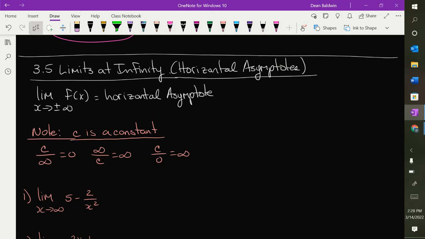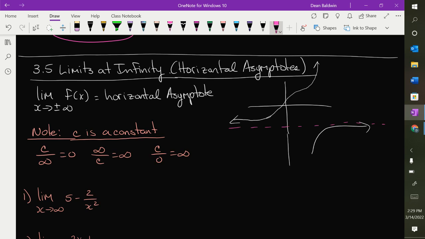3.5 limits at infinity or horizontal asymptotes. The definition of a horizontal asymptote is the limit as x approaches positive or negative infinity. It's basically saying what is happening to your graph as x approaches infinity. So I'm just making this question up, obviously. What's happening way out here as x is way, way out here? What number does it approach?